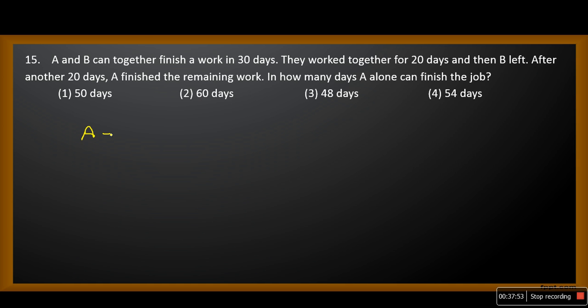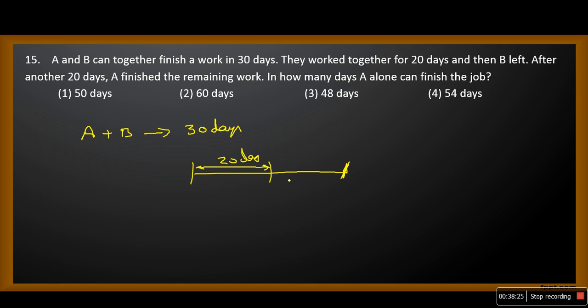A plus B, it means the efficiency of A and the efficiency of B together, can complete the work in 30 days. Let us say this is 30 days. They worked together for 20 days. Now what happens? A and B worked for 20 days. After 20 days, what happens?